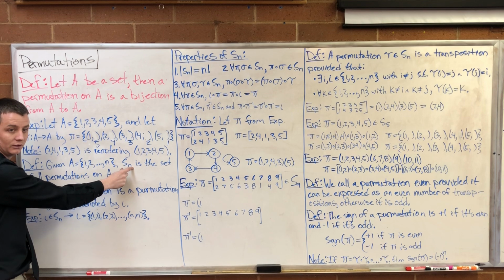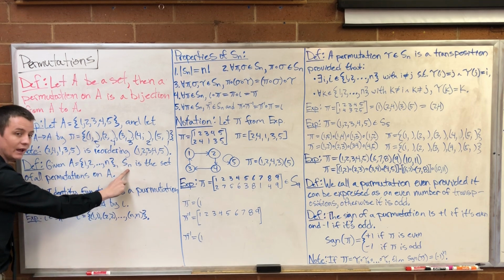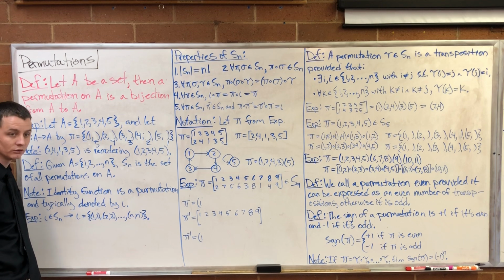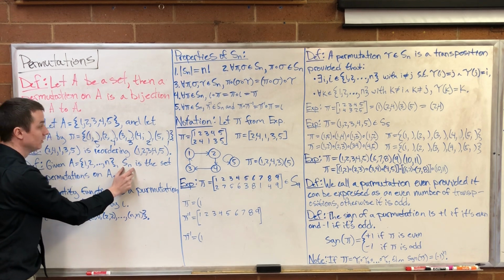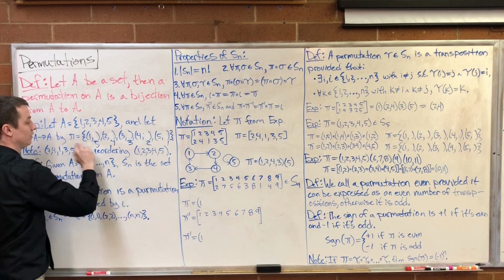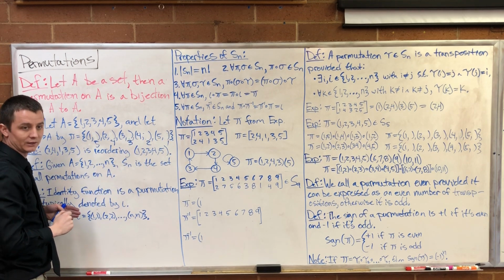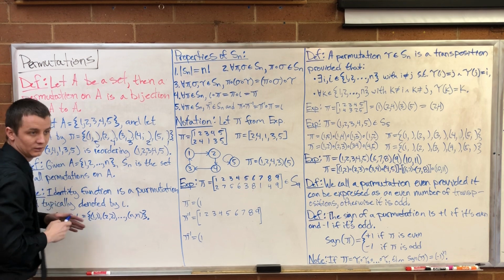Does that make sense? Don't lose track of the fact that Sn is a set of functions. It's a set of permutations. What are the elements of Sn? Any way that we can finish this out, whatever pi that gives us is an element in there. Does that make sense? Okay.